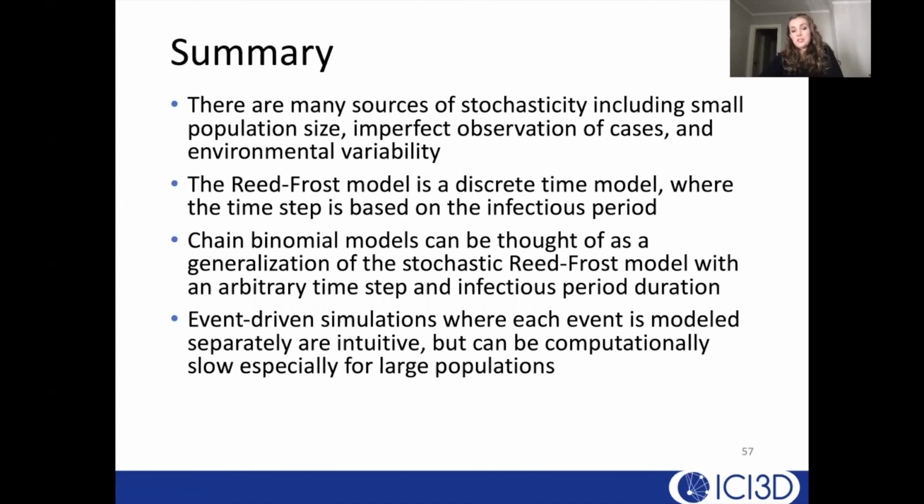And then, as we just saw in part 2, event-driven simulations are such that each event is modeled separately, and these may be intuitive in terms of thinking of one thing happening at a time, but one of the downsides of event-driven simulations is that they can be computationally intensive, especially when you have large population sizes.